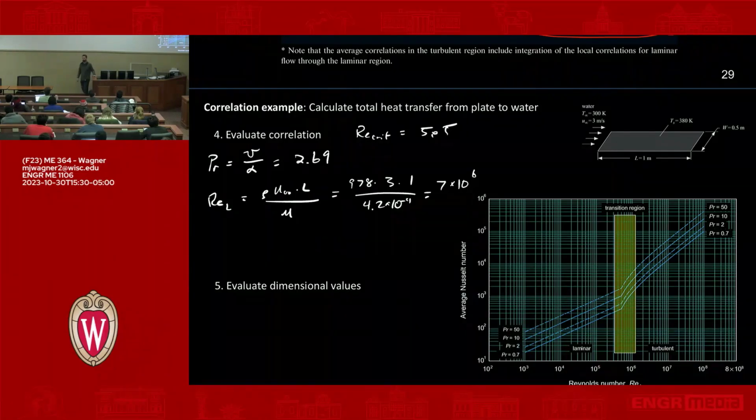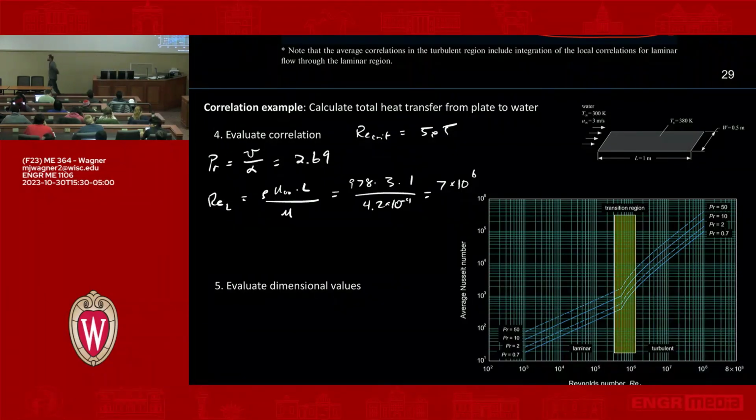Yeah? Can you explain again why you took the Nusselt number correlation as opposed to the friction coefficient correlation? So for this problem, I'm trying to evaluate heat transfer. This is asking to calculate the total heat transfer. So for the heat transfer relationship, the heat transfer coefficient is related to the Nusselt number. The Nusselt number is the non-dimensional form of the heat transfer coefficient. If we wanted shear stress or force of the fluid on the plate, then we would use the friction coefficient. Okay?